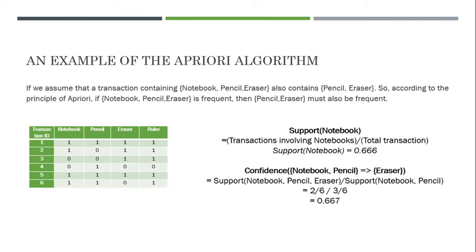Here we have a list of products along with their transaction IDs. 1 means the product has been bought and 0 means it's not. In this example, the confidence and support analysis of the products purchased together were made. If we assume that the transaction containing notebook, pencil, eraser also contains pencil, eraser. So according to the principle of Apriori, if notebook, pencil, eraser is frequent, then pencil, eraser must also be frequent.